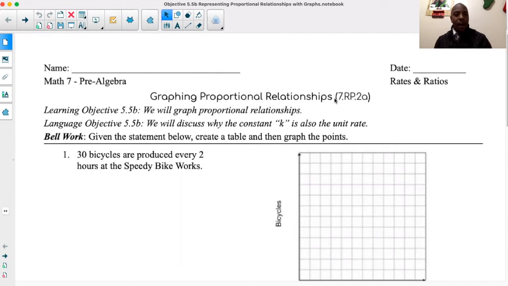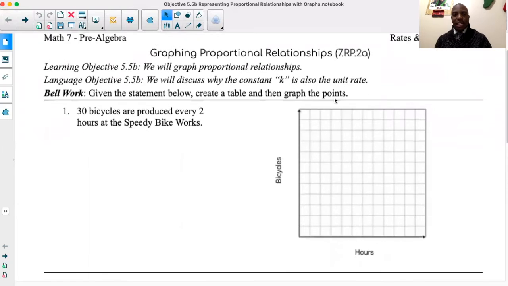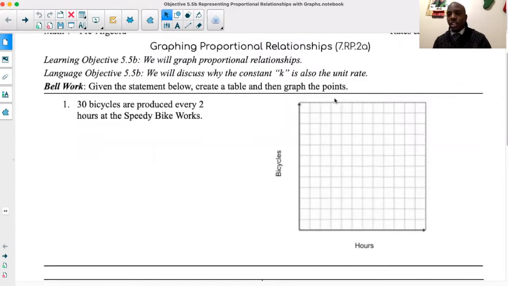All right. Let's look at the bell work as usual. Take this time, pause the video to work on the bell work. I'll give you a few minutes and then I will jump in and fill in the information. It's asking you to create a table and then graph the points of that table from this statement that's written. Awesome.